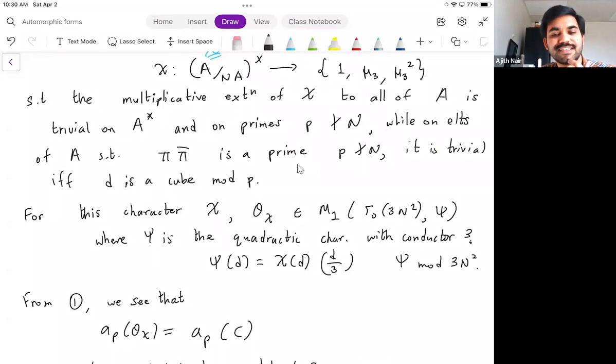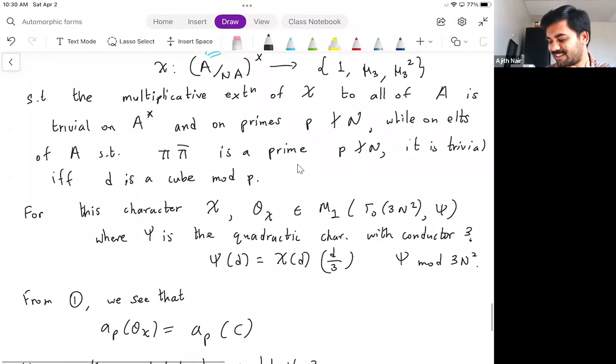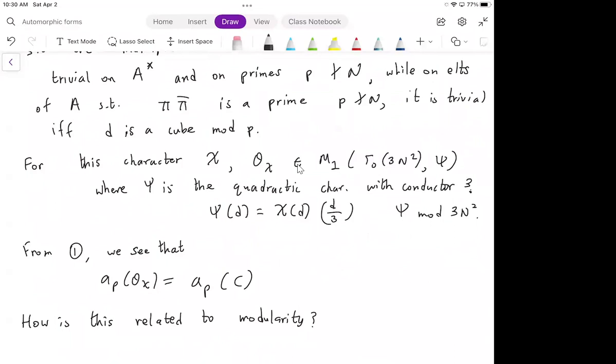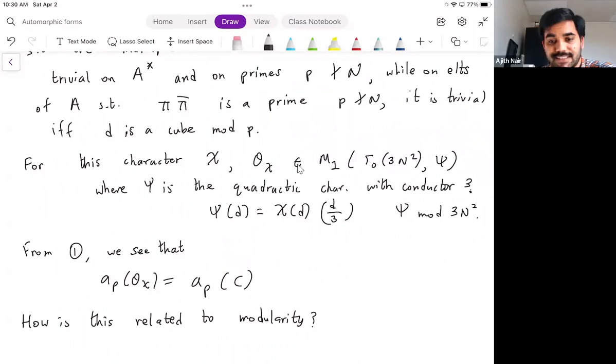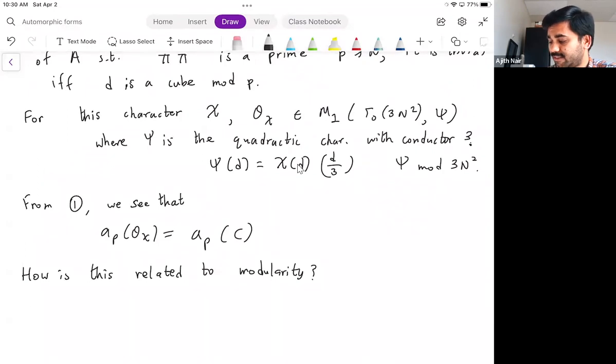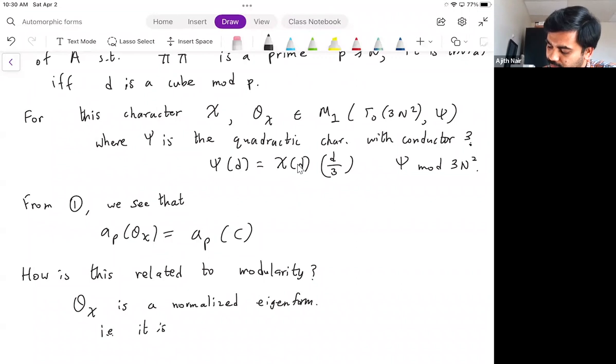Yeah, you're probably right, because you said that it is an eigenform, right? Yes. In the beginning, you said it's an eigenform. Yes, theta chi is actually, so that's what I was going to say in the next line. So theta chi is a normalized eigenform, which means that it is a simultaneous eigenfunction for the Hecke operators.